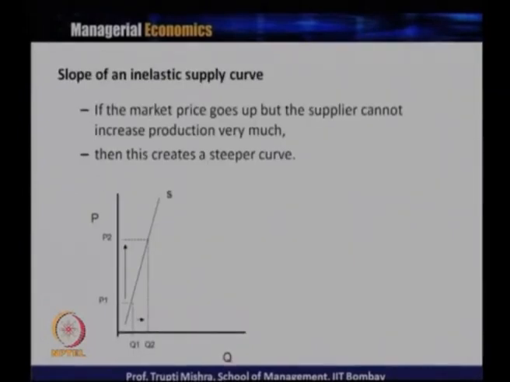Now, we will see the slope of the inelastic supply curve. If the market price goes up, but the supplier cannot increase production very much, this is the scenario of an inelastic supply curve, and this generally creates a steeper curve. If you look at the graph, P1 is the initial price and Q1 is the initial quantity. There is an increase in the price from P1 to P2, which is on a very high side, and that leads to a subsequent increase in the quantity from Q1 to Q2. The change from Q1 to Q2 is much less than the change from P1 to P2, and that leads to the interpretation that the change in the quantity is less than the change in the price, and that is the reason we get the steeper curve. In case of an inelastic supply curve, we always get a steeper curve.